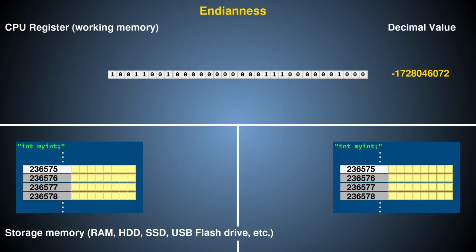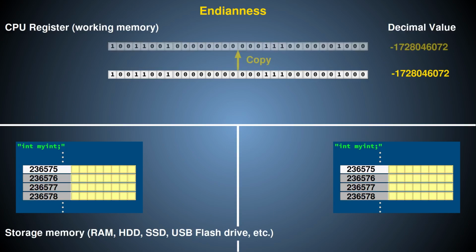With any multi-byte data type, like shorts, ints, floats, and doubles, etc., the computer has a choice of how to store the multiple bytes that make them up. Let's take this 4-byte int data type value as an example. The computer will keep these 4 bytes together in sequential memory addresses.